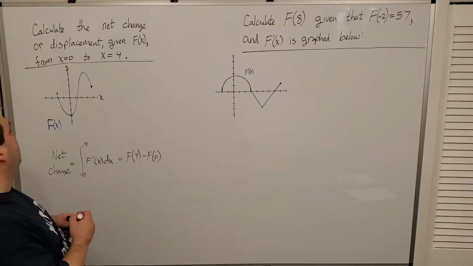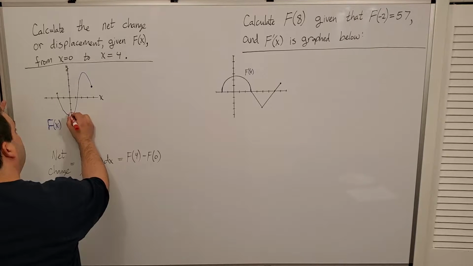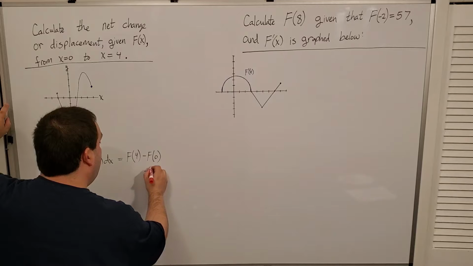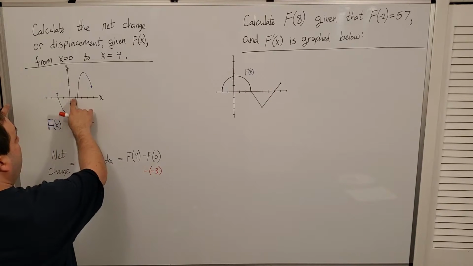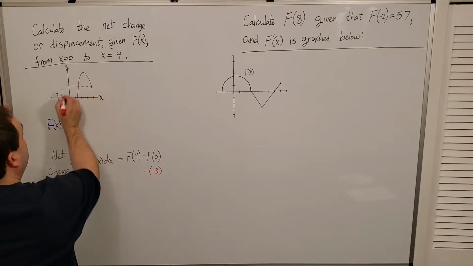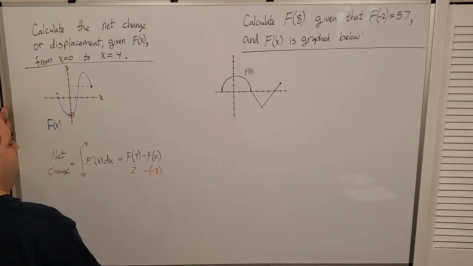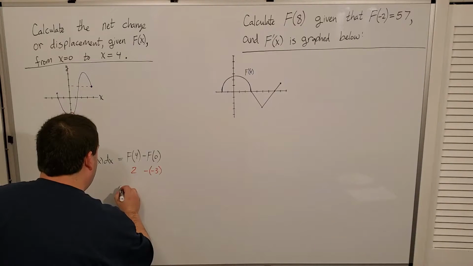Okay, so then notice capital F of 0 right here is negative 3. So that would be minus negative 3. And then capital F right here of 4 is 2. Right? So then the net change would be equal to 5.